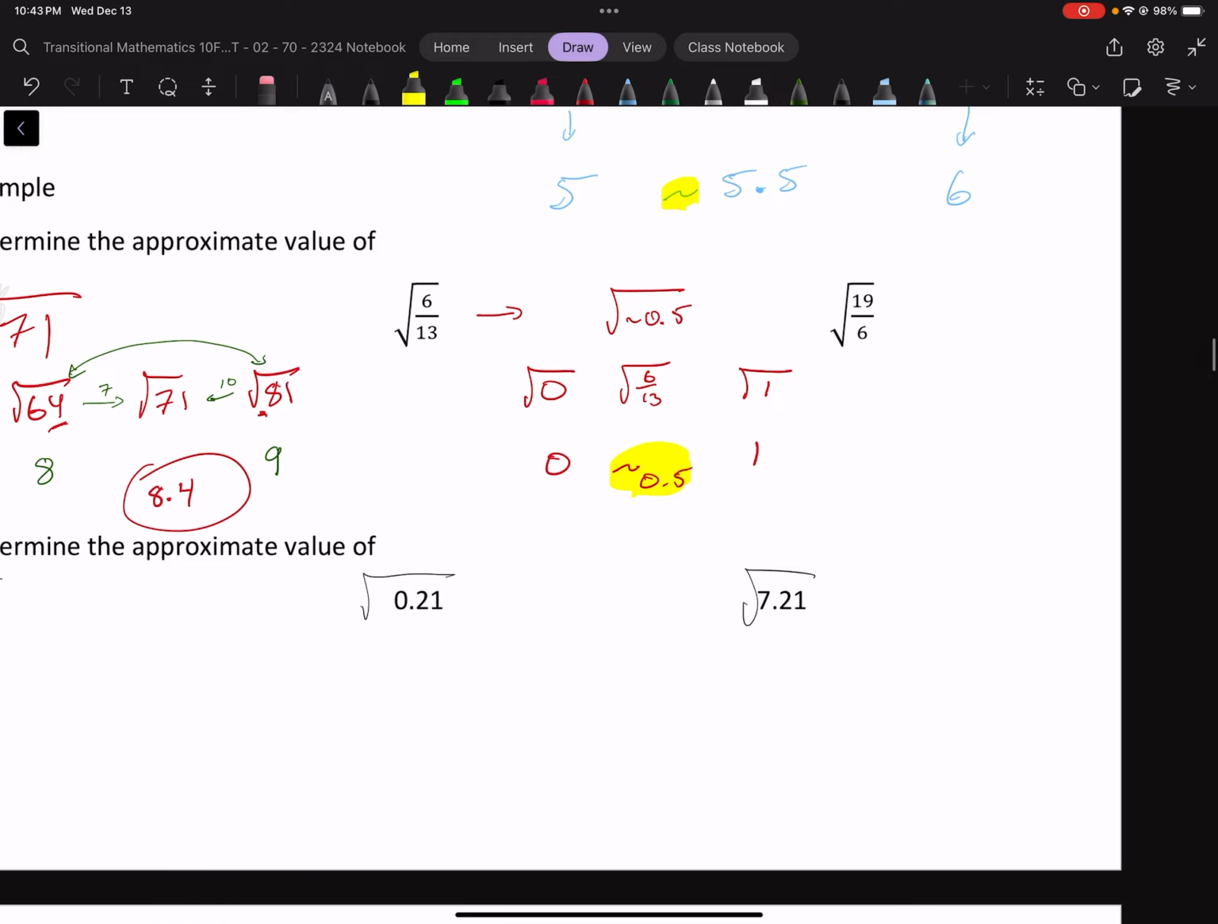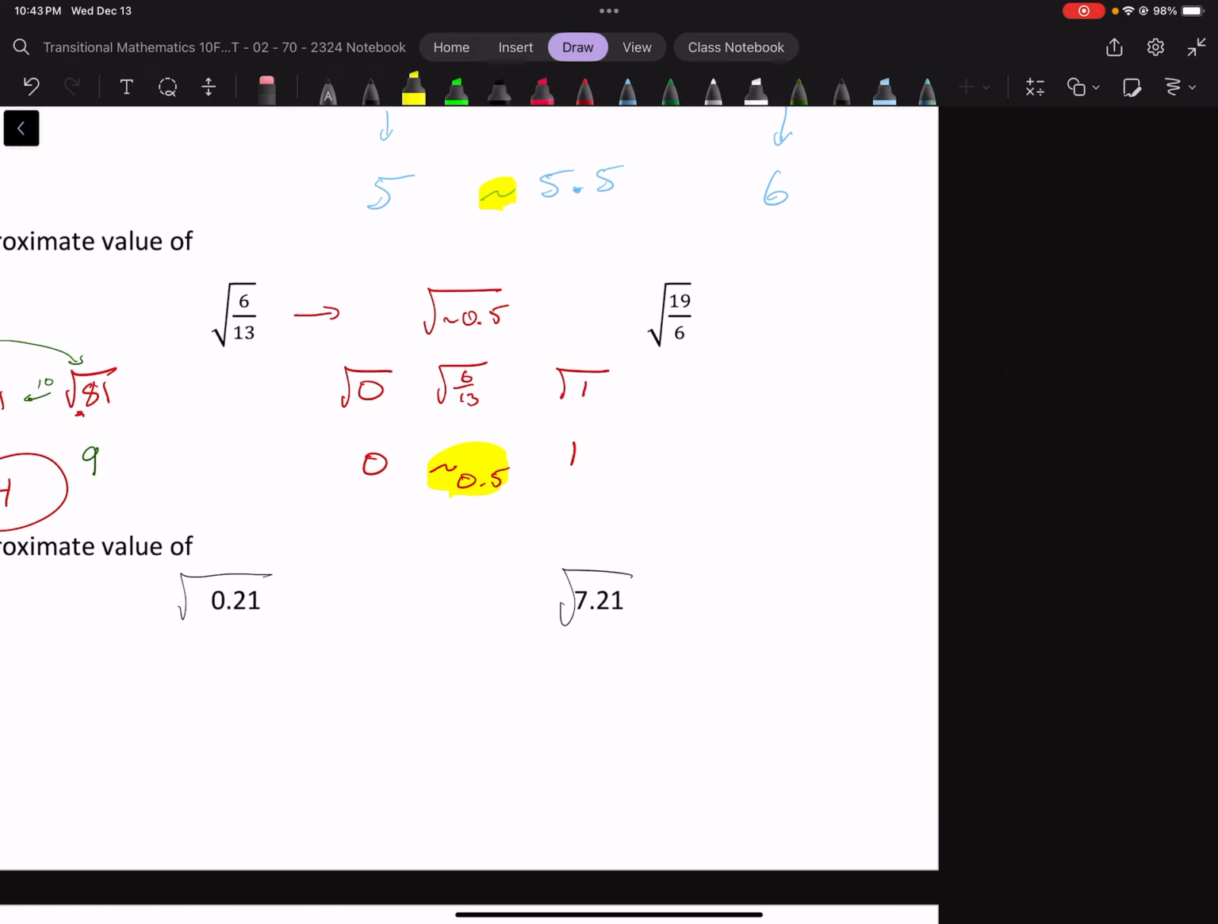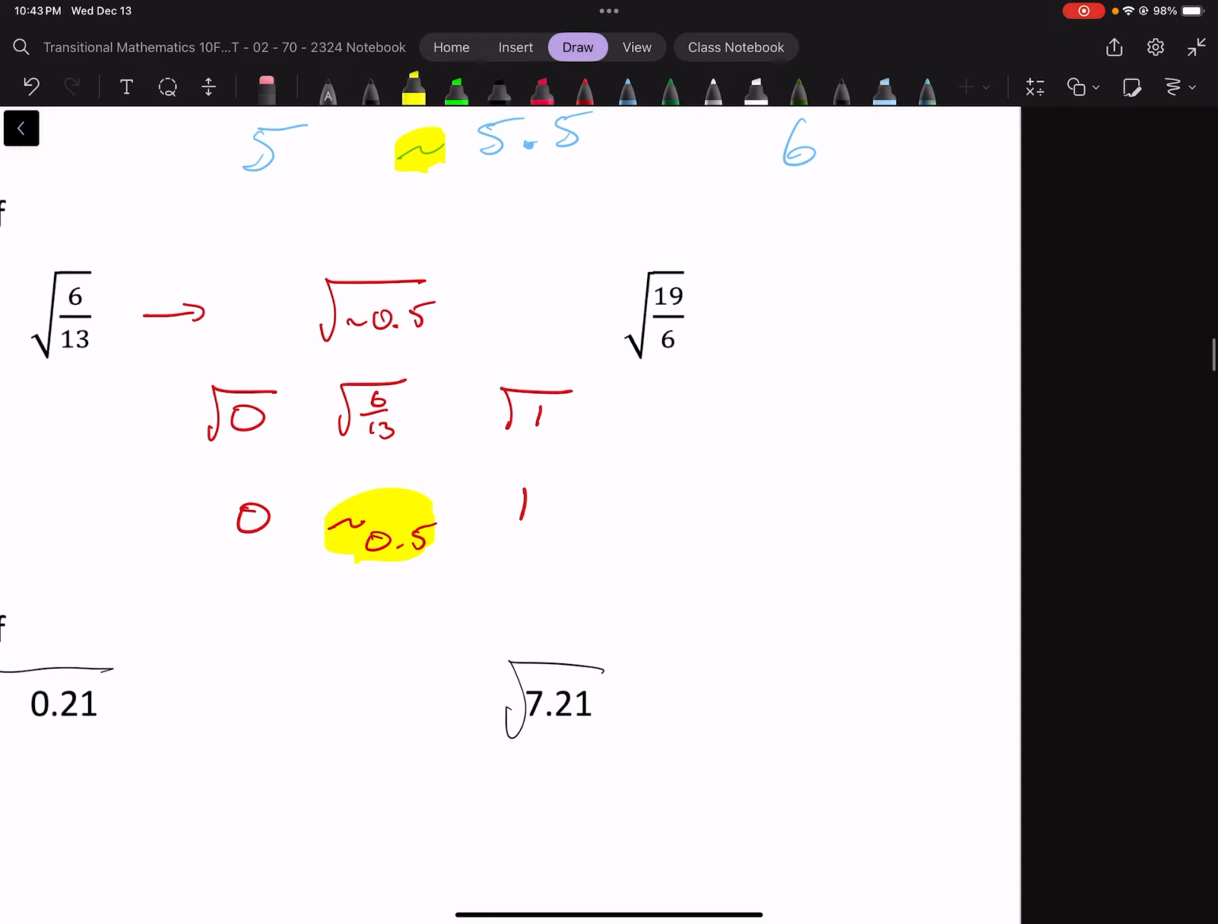Last but not least, well, for this video anyways, the square root of 19 over 6. Now we are trying to approximate this. So I'm thinking to myself, what is 19 over 6? Well, 19 over 6 is actually 3 and 1/6 if you decide to change it. It's the square root of 3 point something.